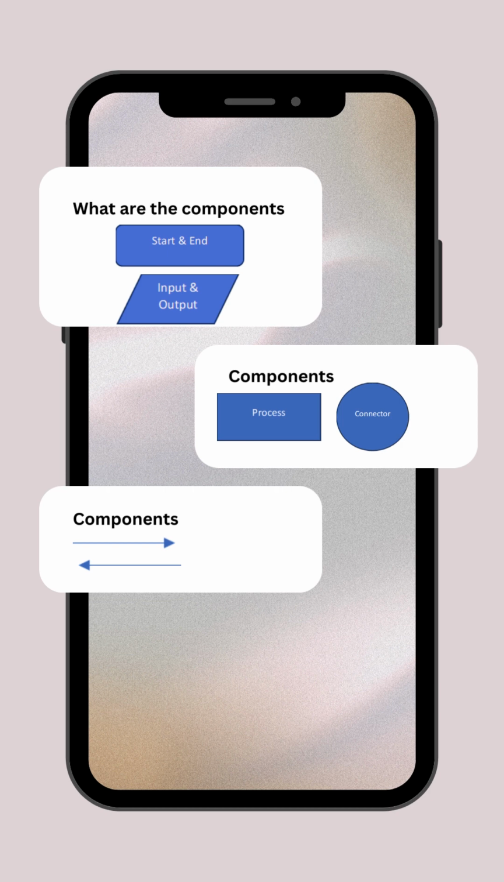This is the pictorial representation of input and output. What does it mean? Whenever we want to take some input from the user, we need to store it in a variable, right? For representing that particular part, we use this representation of input and output. Also, if we want to output the value that we have stored in the variable, we use the input and output representation.